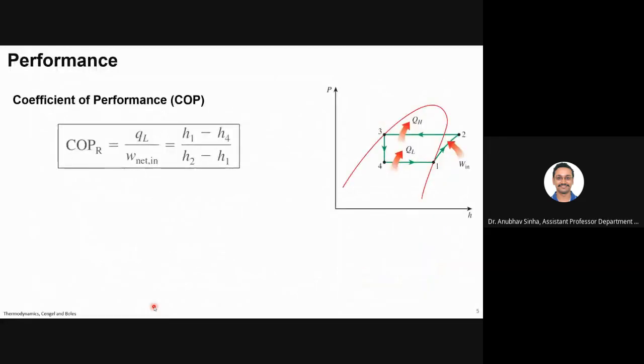Moving on. Now let us see how we define the coefficient of performance, or COP. So this is the cycle. As we have discussed, for a refrigerator, the desired effect is QL. If it was a heat pump, then I would write QH, but now it is QL divided by the net work input for that cycle.